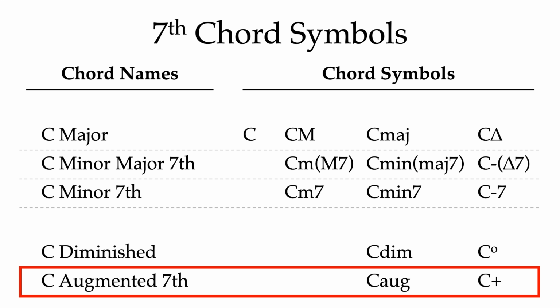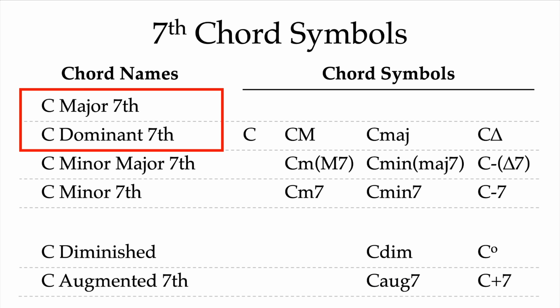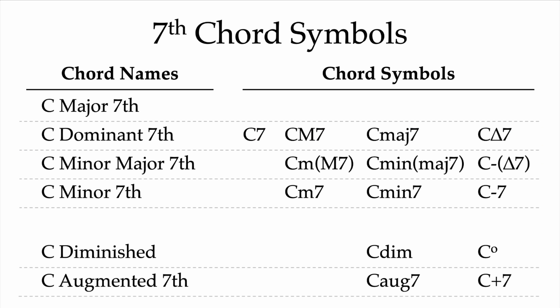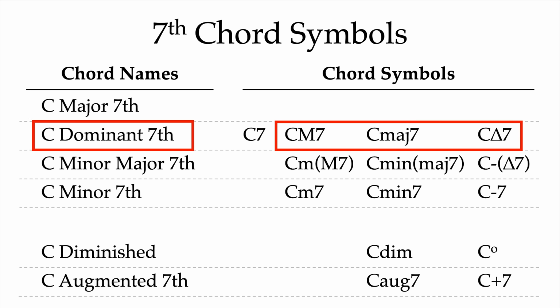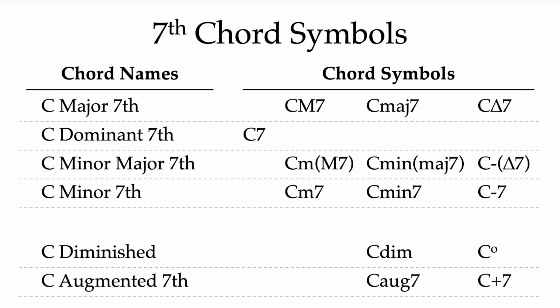Next, our augmented seventh chord is an augmented triad with a minor seventh interval, so we just add 7. Our major triad can be used to create a major seventh chord and a dominant seventh chord. The dominant seventh chord has a minor seventh interval, so we can add 7 after our major triad symbols. However, adding a 7 after these major triad symbols is confusing. These chord symbols say C major 7, which makes you think of this, not this. So we actually make these chord symbols our major seventh chord symbols.